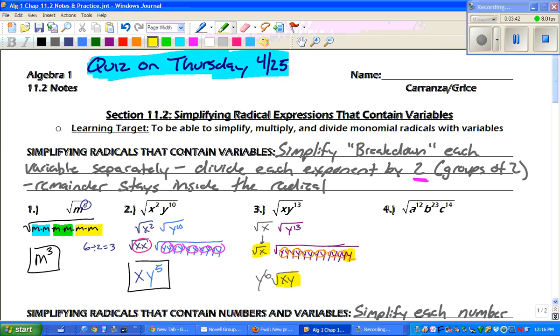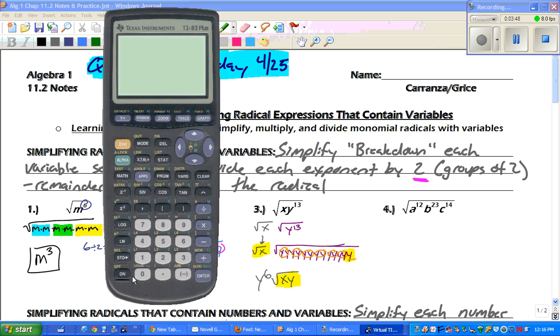Now the fast way of doing that is just dividing, because if you divide, say you got 13, you divide it by 2, we've got 6, and that's where the 6 comes from, and that 0.5 means that the other y stays inside.